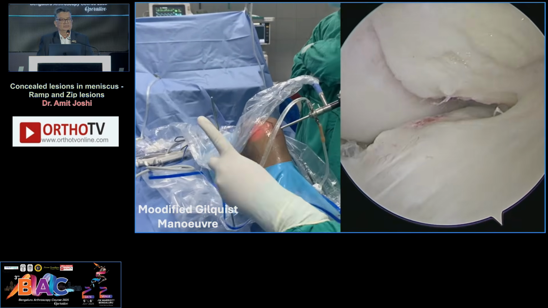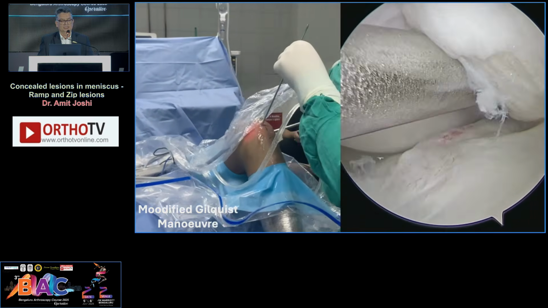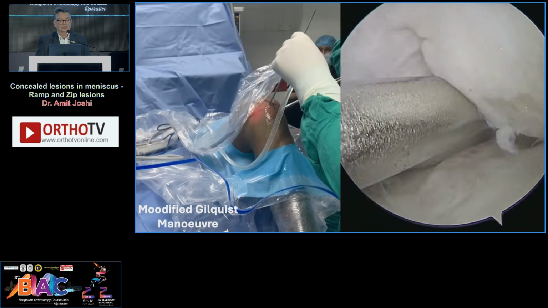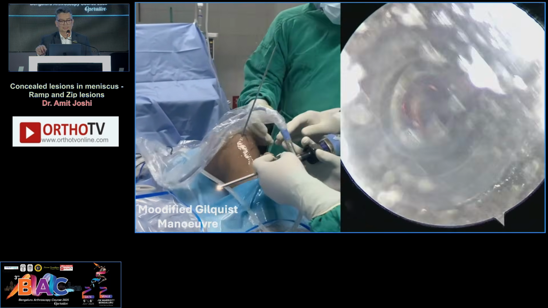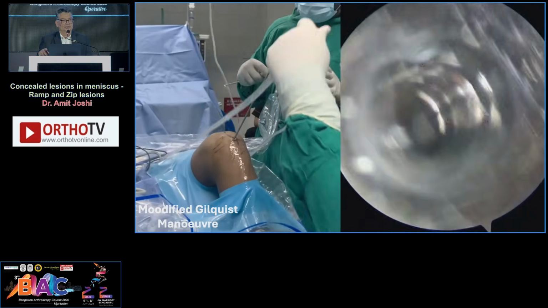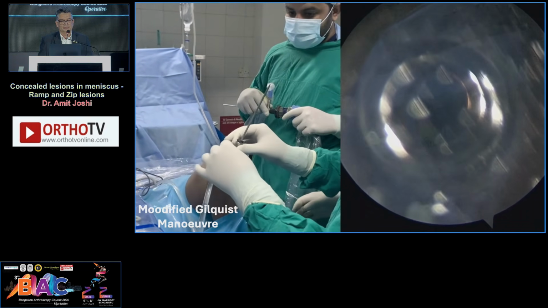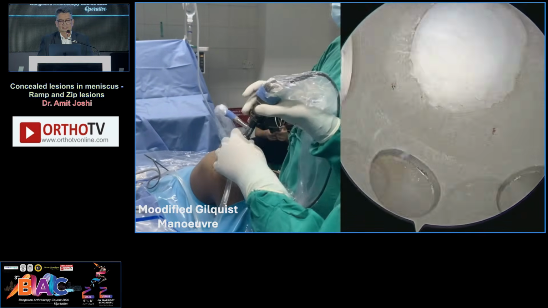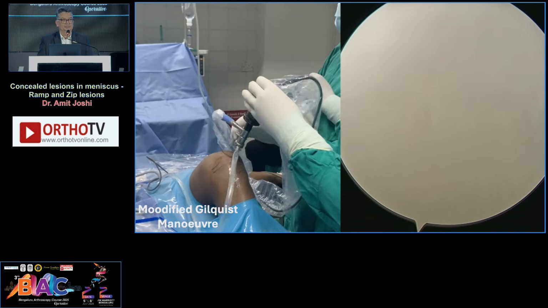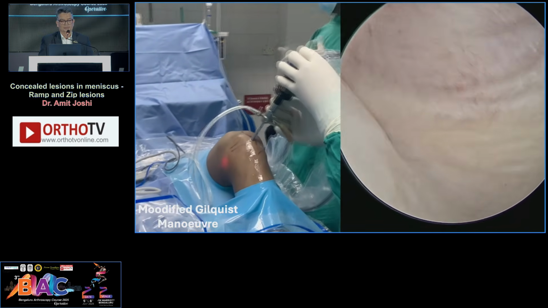In some cases, when it is very difficult to go, I use a modified Gilchrist maneuver using the Wissinger rod, and I go from the anteromedial portal. See, the rod is in the posteromedial compartment, and you railroad the sheath of the scope over this Wissinger rod into the posteromedial compartment. Then you take out the rod and pass your scope through the sheath. You land in the posteromedial compartment. This maneuver can be useful when there is a tight joint.